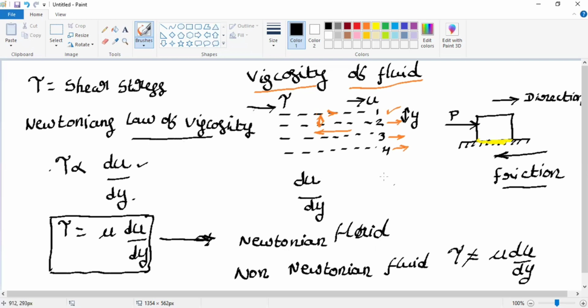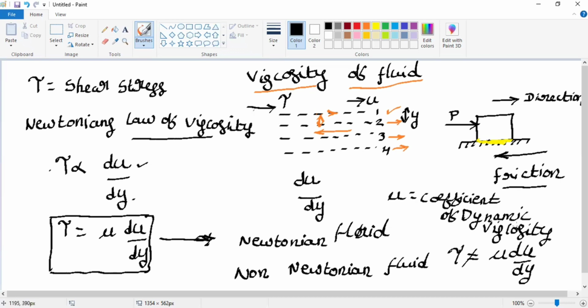Now here, what is mu? Mu is the coefficient of dynamic viscosity. Coefficient of dynamic viscosity. Okay.